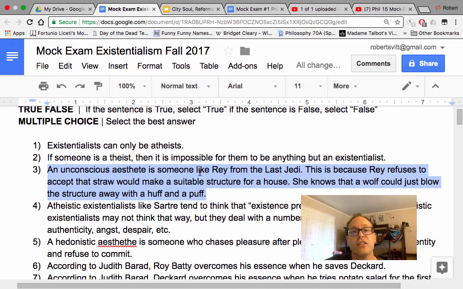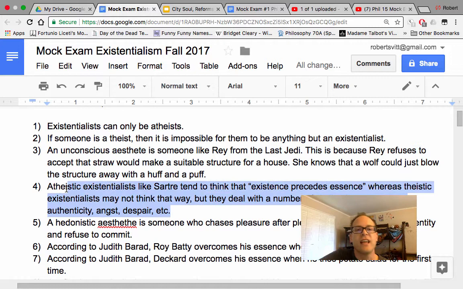Number four, atheistic existentialists like Sartre tend to think that existence precedes essence, whereas theistic existentialists may not think that way, but they deal with a number of similar themes such as authenticity, angst, despair, etc. This sentence is true, and it turns out that what defines an existentialist is not a set of necessary and sufficient conditions, right? But a tendency to deal with certain themes. So authenticity, leading an authentic life. This is important to both Sartre and to Kierkegaard. And so you can see how it can be approached from radically different perspectives.